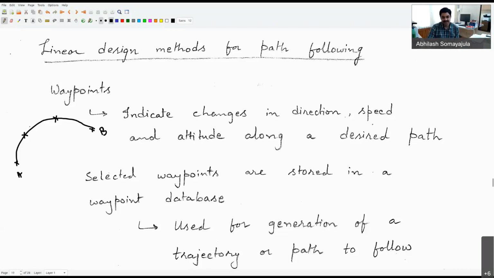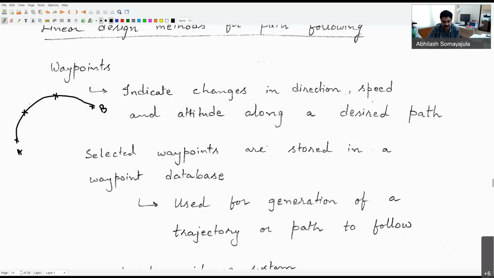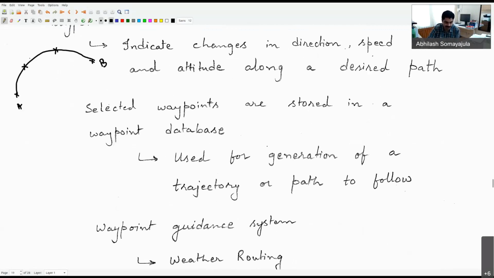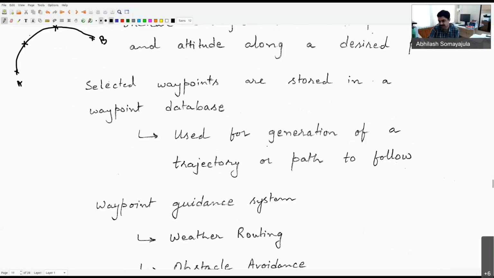The only idea here is that whenever we are selecting these waypoints, those waypoints need to be stored in some sort of a database, or we have to have control over what the so-called waypoints are and what information is stored with those waypoints. Based on those waypoints, we should be generating the trajectory or the path that a vessel is supposed to follow. So it's as if I am given some discrete points and I now have to plan a path which passes through these waypoints in order to get to my goal location.